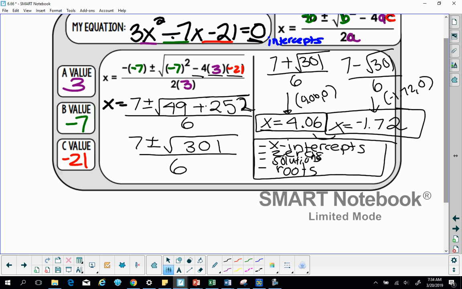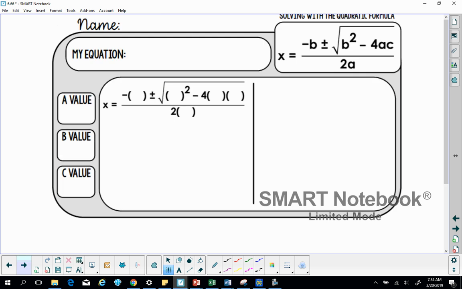Cool. Let's try another one. We're going to put this at the top of your page. So 4x squared, leave a little room underneath it. 4x squared plus 3x equals 12. So write that at the very top. 4x squared plus 3x equals 12.